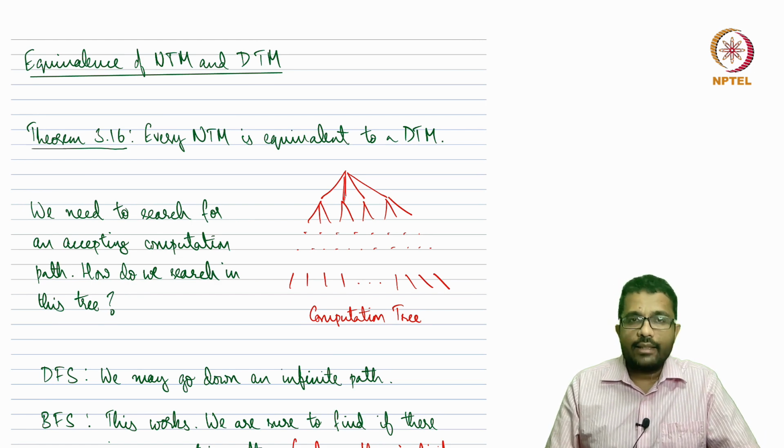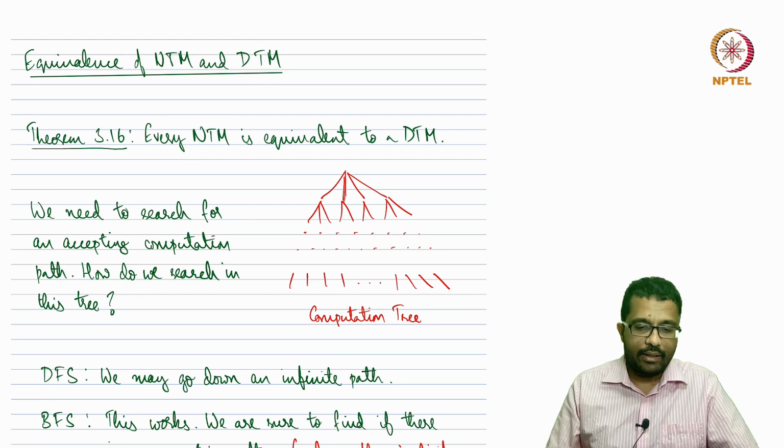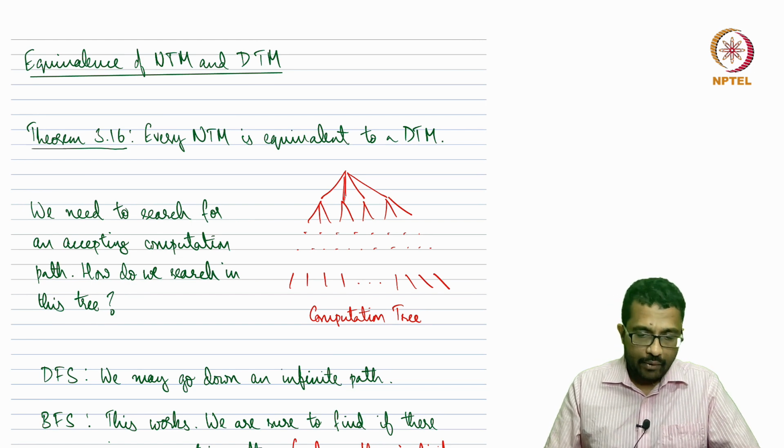There are other things, like the time it takes, which may differ from non-deterministic to deterministic. But for now, we are not focusing on the resources used. All that we are caring about is whether there is an equivalent deterministic Turing machine given a non-deterministic Turing machine. And this theorem says that there is one always, right?